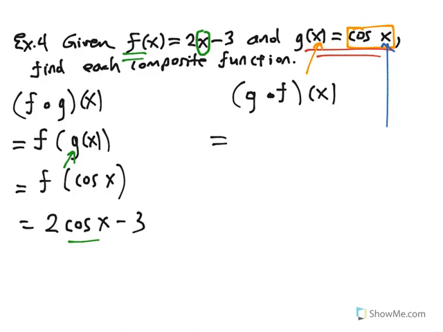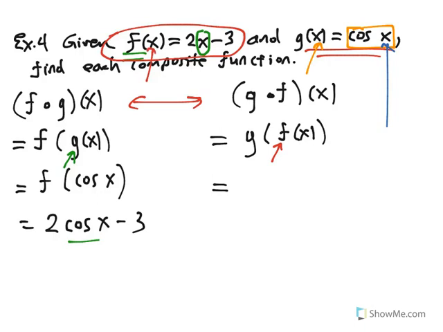Now for the other composition, you've got g of f of x. So you're going to write g of f of x, and you're going to do this. The difference between the two is that in the second composition, the function f goes to work first. So if you look at the function f, the input is x, and what will the function f do with the input? It will multiply it by 2 and subtract 3. So the output from the function f is 2 times x minus 3.